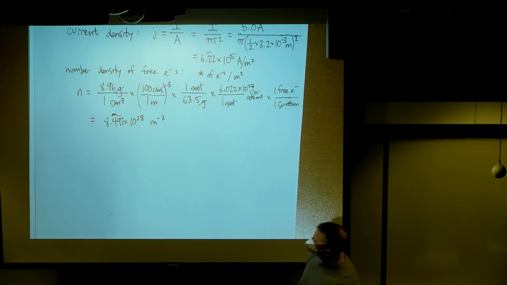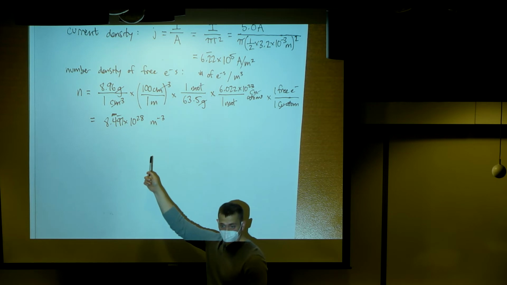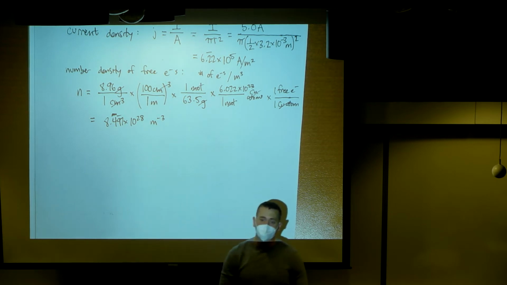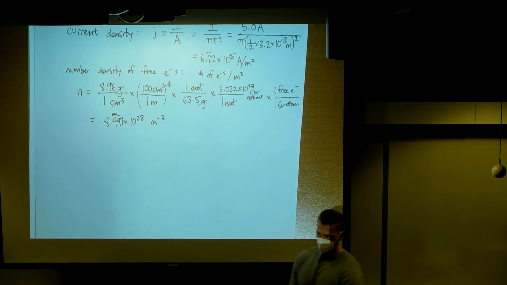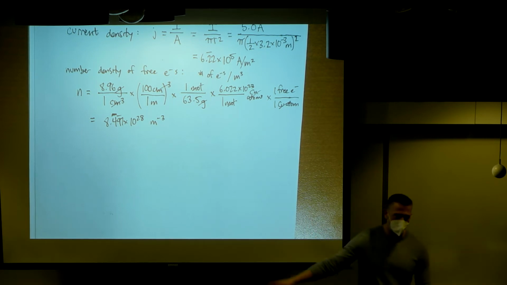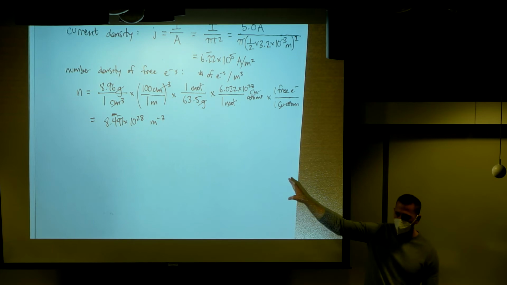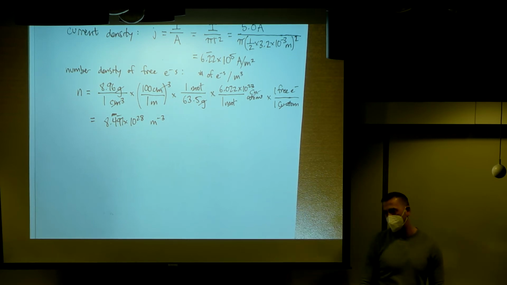So every meter cubed of copper has 8.497 times 10 to the 28 free electrons in it. That's what this is saying. And again, each material is going to be a bit different, but for a conductor, you're in this general order of magnitude.